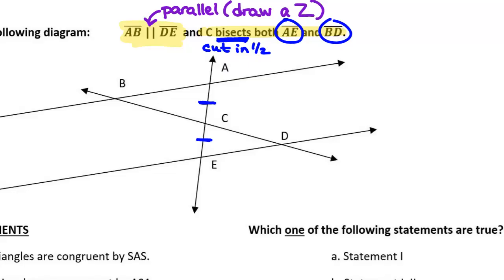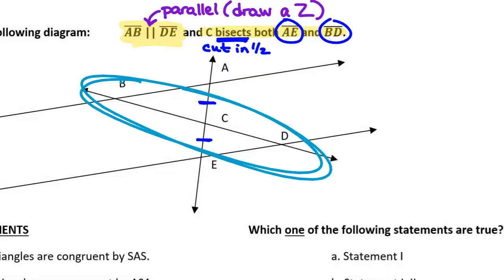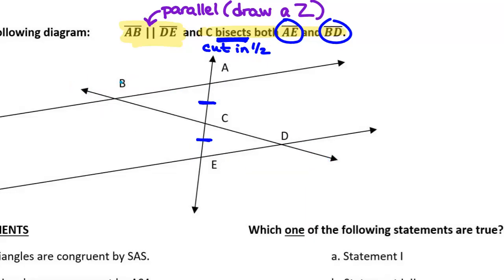But it said that C also bisects BD. BC and DC. Perfect.